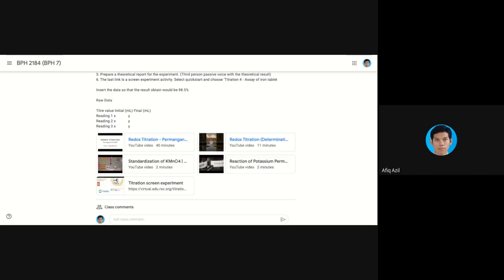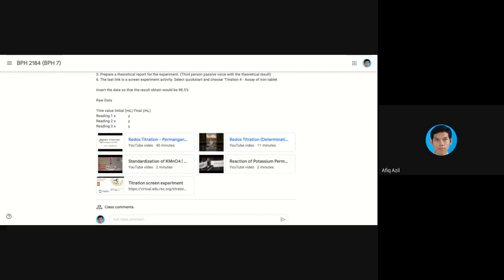and the eye level when you want to take the reading. So when you are doing titration, it's not just trying to get the titer value or the volume of the titration itself. It's more on the precaution measures, in order to always get the most accurate result for the analysis.